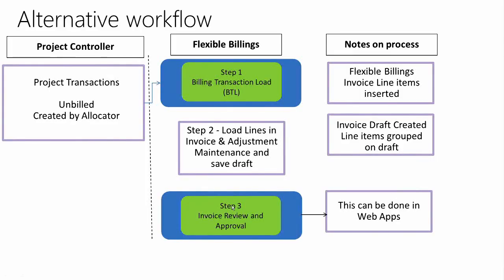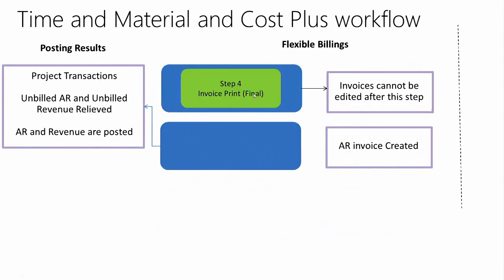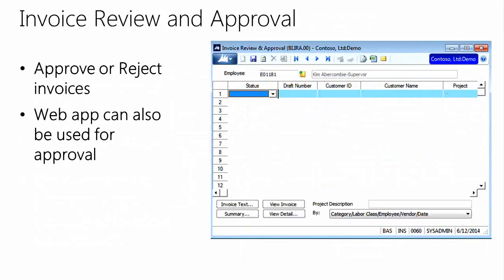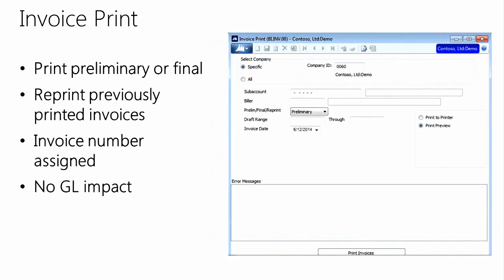So the next step would be to print the invoice final, and then the final step is to post it. So let's go to our slide that shows the print final. So we just did the invoice review and approval, and now we want to do invoice print. So that's the same screen you saw me at before.